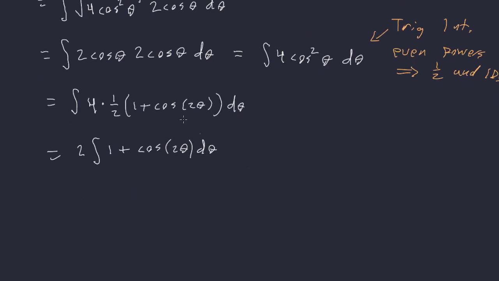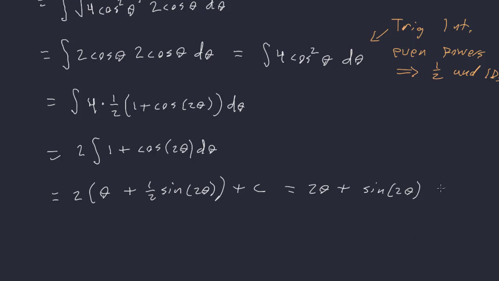Now, from here, we just integrate. So it'll be 2 times the integral of 1, which is just theta, plus now the integral of cosine of 2 theta is going to be 1/2 sine of 2 theta, plus c. Now I'm going to go ahead and distribute that 2 over to get 2 theta plus, and now the 1/2 cancels, so that makes that a little nicer. And there we go.